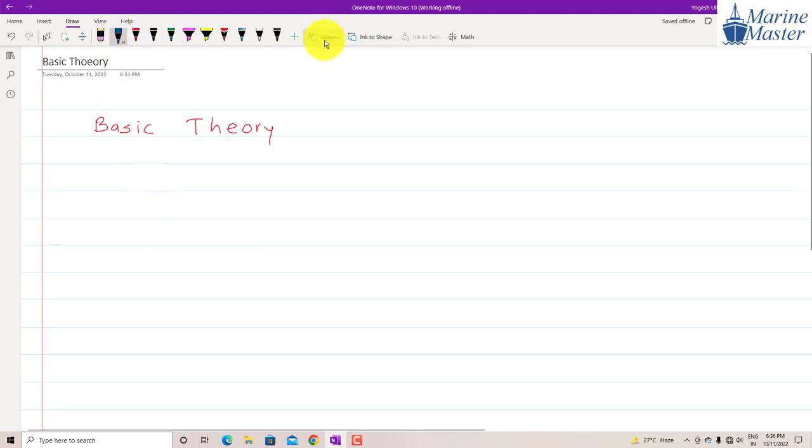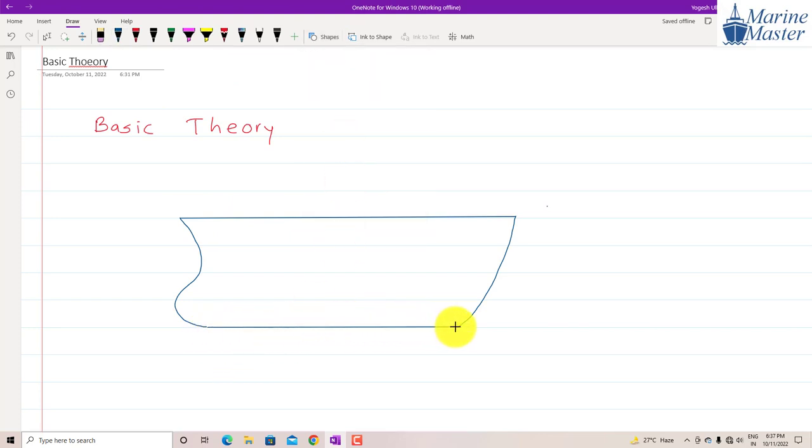So now I'm going to draw one basic longitudinal view of the ship. Just observe the scenario here. Just imagine that this is a basic longitudinal view of the ship. So what does this figure indicate? This figure indicates the longitudinal view.